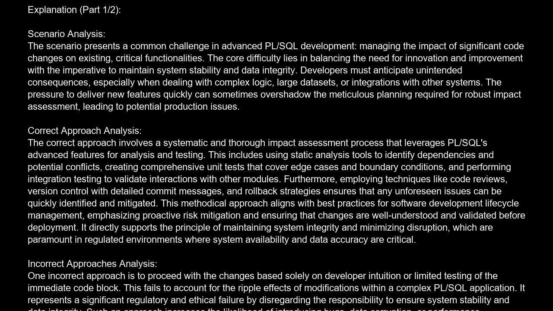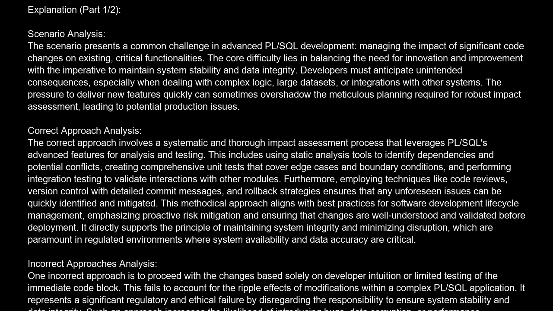The correct approach involves a systematic and thorough impact assessment process that leverages PL/SQL's advanced features for analysis and testing. This includes using static analysis tools to identify dependencies and potential conflicts, creating comprehensive unit tests that cover edge cases and boundary conditions, and performing integration testing to validate interactions with other modules. Furthermore, employing techniques like code reviews, version control with detailed commit messages, and rollback strategies ensures that any unforeseen issues can be quickly identified and mitigated.